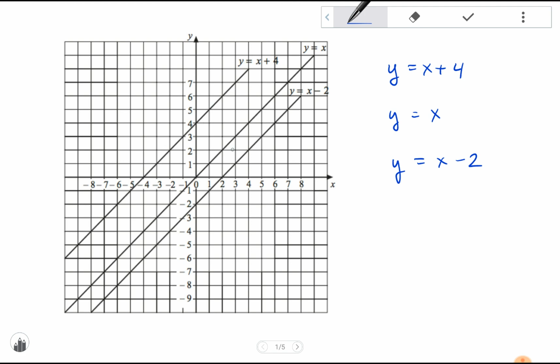They are all parallel to each other. What we can see from their equations is they all have y equals x, so they all have 1 as their slope. We can check this. Rise 1 over run 1. Up 1 over 1. They all have the same slope.